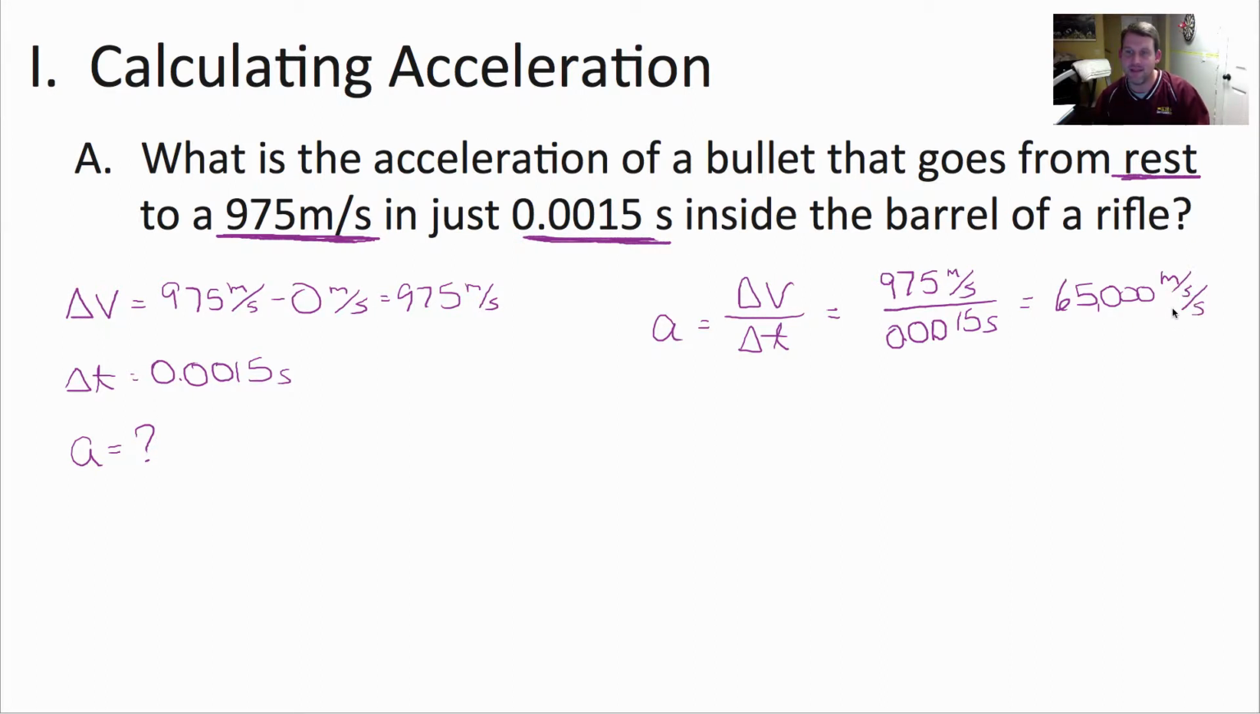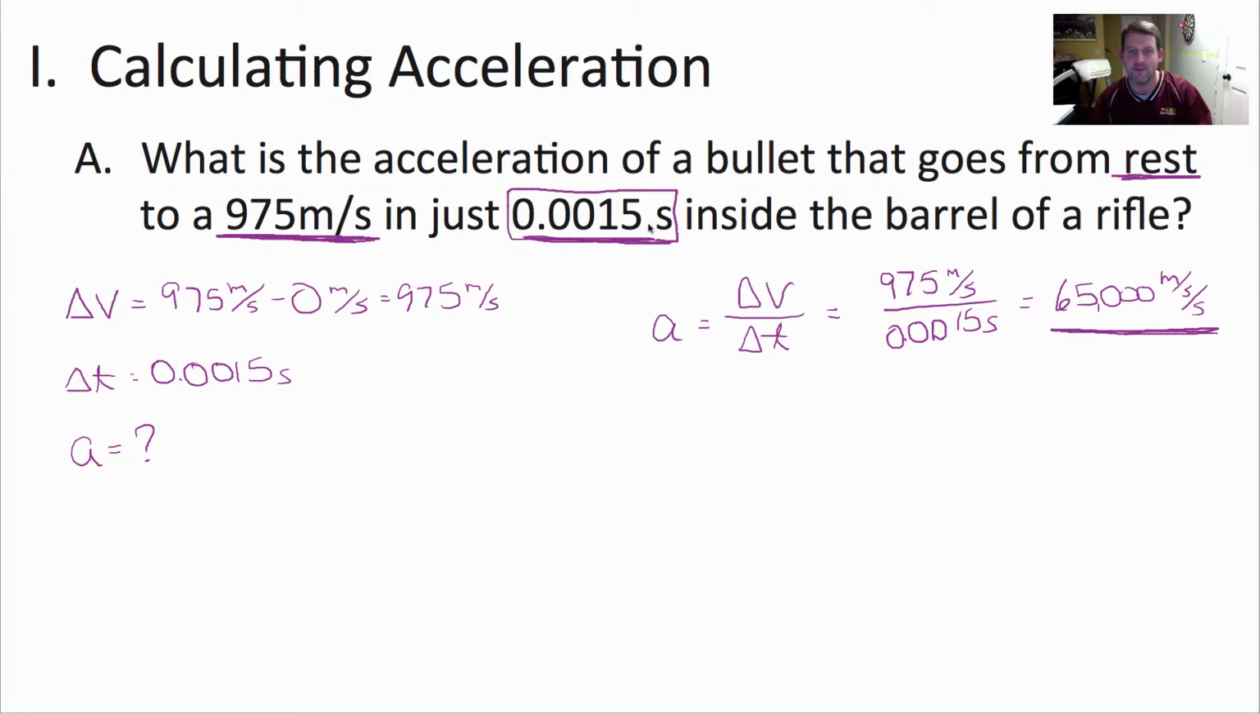And of course, this means that that bullet, when you pull the trigger, speeds up by 65,000 meters per second every second. That's how much it's speeding up by. So if it was accelerating for an entire second, it would get to 65,000 meters per second as its speed. So the question is, if this huge acceleration is its real acceleration, then why does it only reach this relatively smaller speed of 975 meters per second? Why not reach the full 65,000 meters per second? Well, that, of course, is because it's not accelerating for a full second.